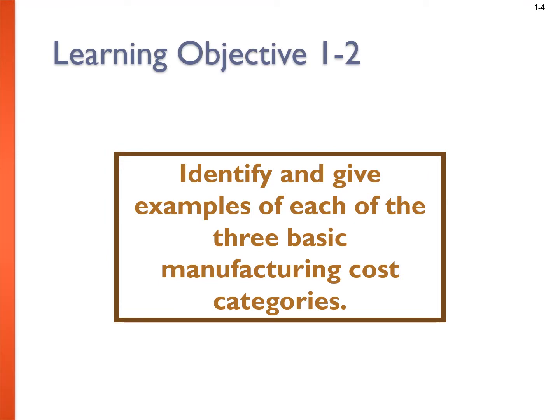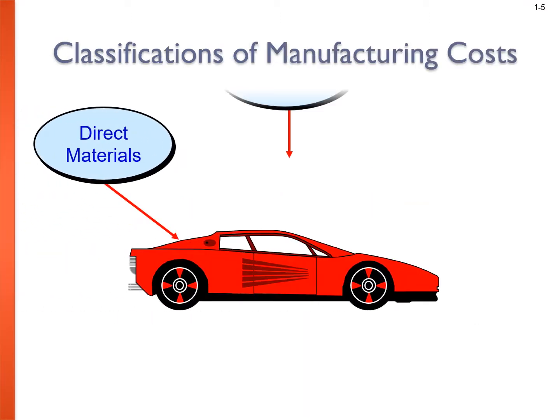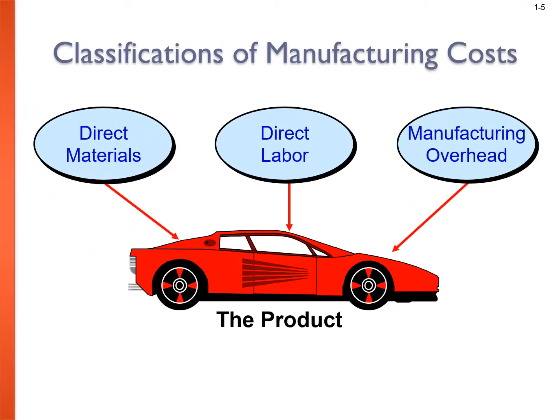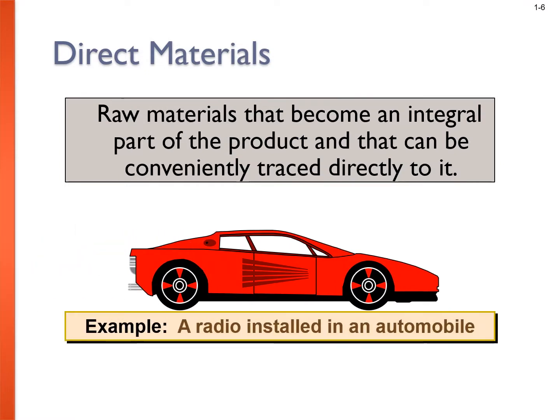In learning objective 2, identify and give examples of each of the 3 basic types of costs when you're manufacturing or making that water bottle. Here we're making, looks like a Corvette or something: direct materials, direct labor, and manufacturing overhead. Again, the raw materials that become an integral part of the product and that can be conveniently traced. So it's easy to trace those items. The radio installed in an automobile, the amount of plastic used for one water bottle.